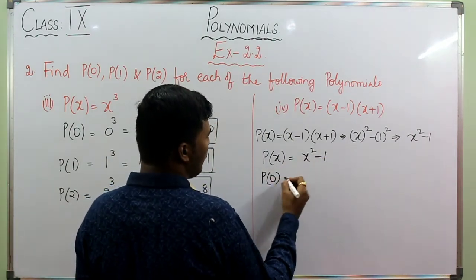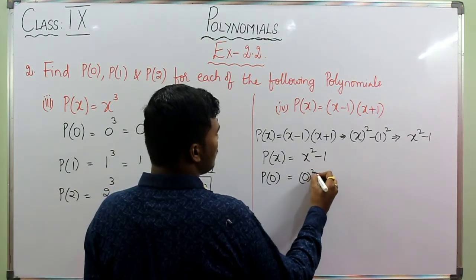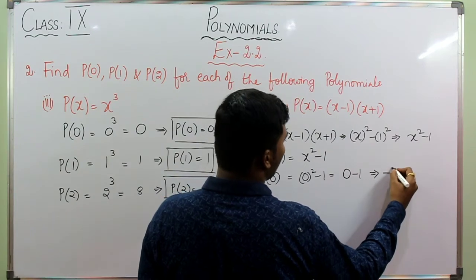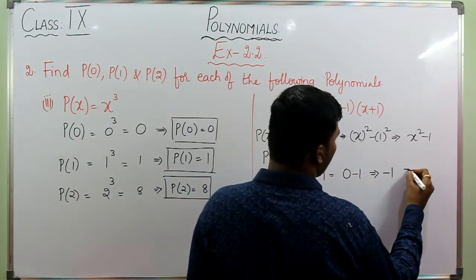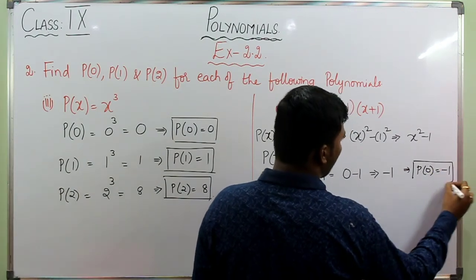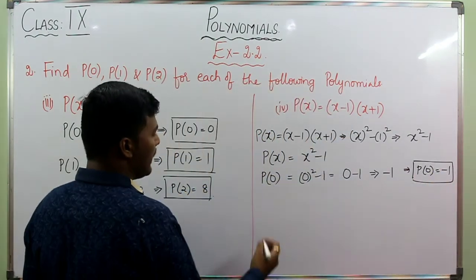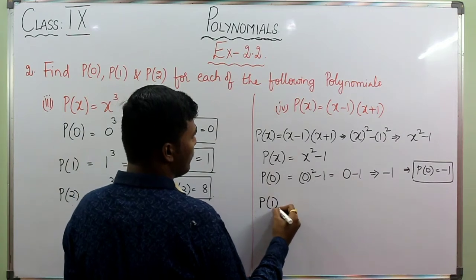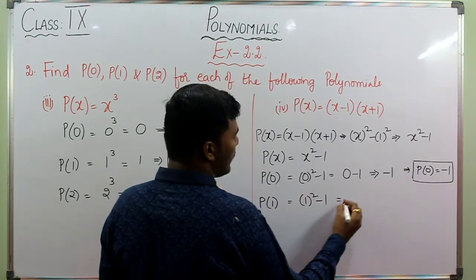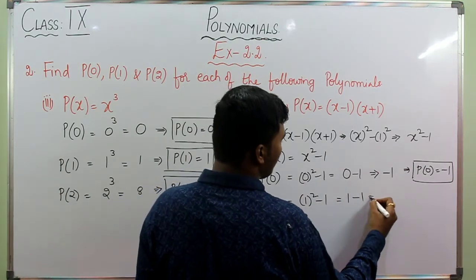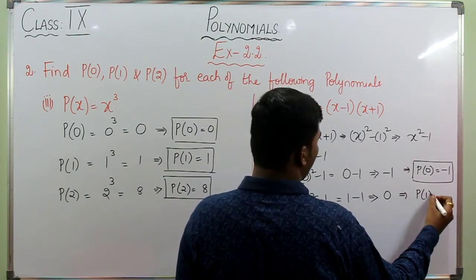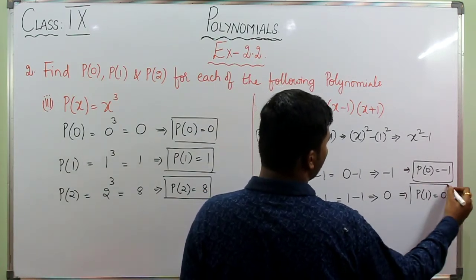Let us find p of 0 for this. 0 square minus 1. 0 minus 1 is equal to minus 1. So therefore p of 0 has become minus 1. Okay, now let us find p of 1, that is equal to 1 square minus 1. 1 square is 1 minus 1, which implies 1 minus 1 is 0. So therefore p of 1 is equal to 0.